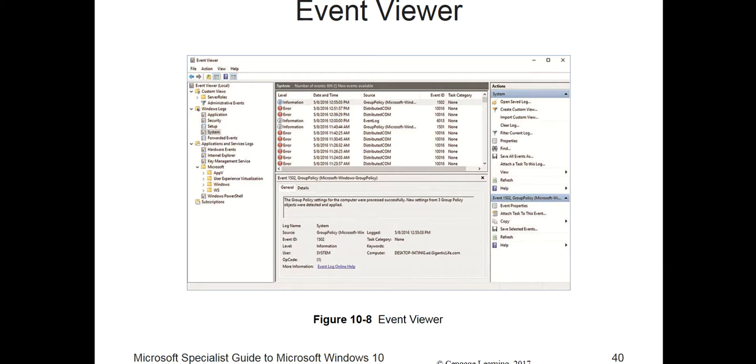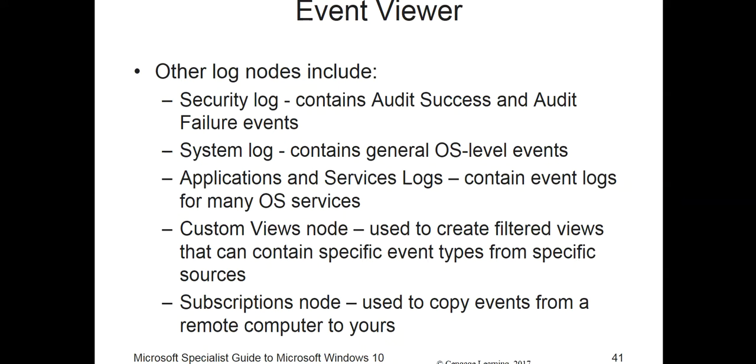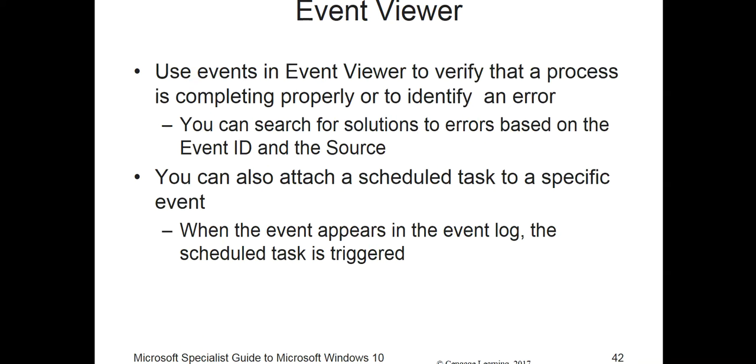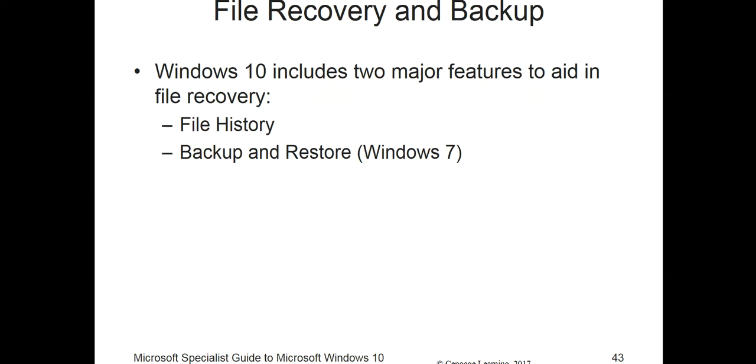So here's Event Viewer, and we can see there are errors, information, things that have happened over time, when it happened, the source where this event was triggered from, event ID, and the task category. So Event Viewer has a security log, system log, custom views, and subscription nodes. And we just showed you what it looked like when we're in Event Viewer.